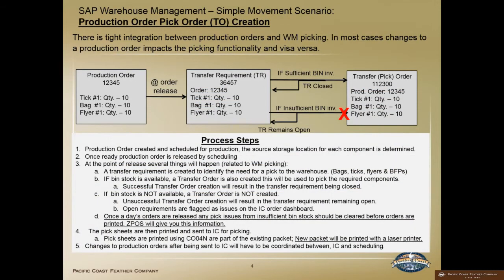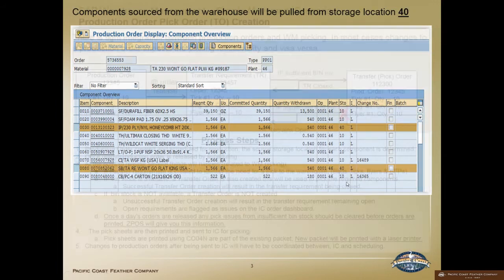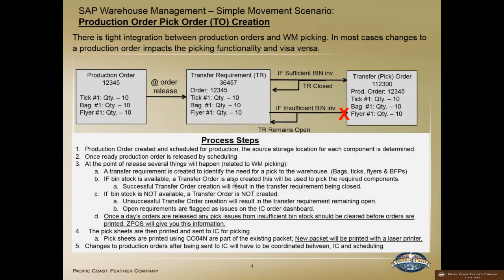Okay, so let's talk through production orders and pick order creation. Production orders are created and scheduled for production. At the time they're created, the source storage location is determined. You can see that back here. Once the production orders are ready, we release those for scheduling, all things that we do today.